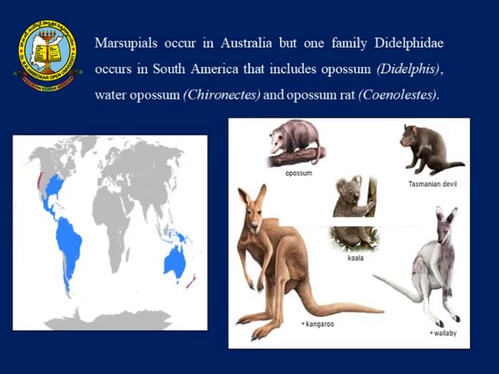Marsupials occur in Australia, but one family, Didelphidae, occurs in South America. So, you can see Australia over here and America over there, but these two regions have the marsupials and no other countries have them. And what is included in South America? These are the opossums that are present in South America.